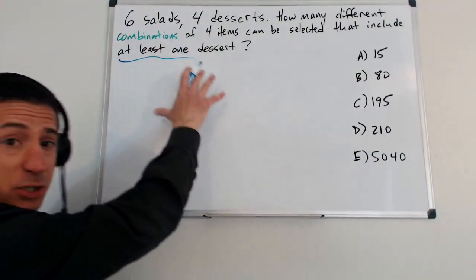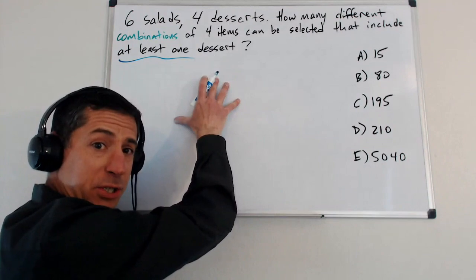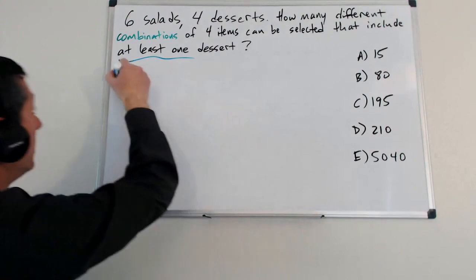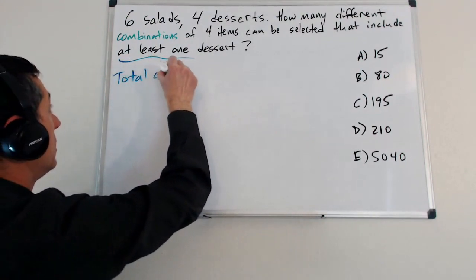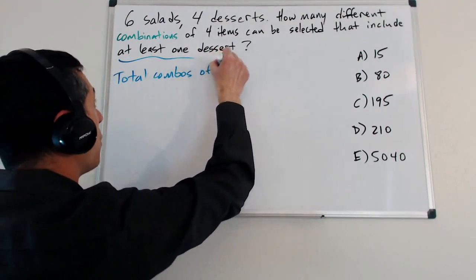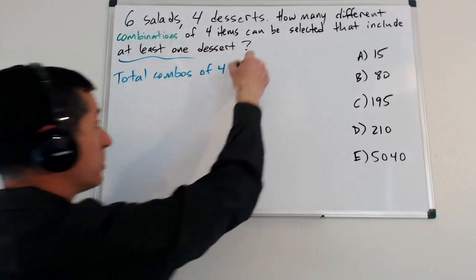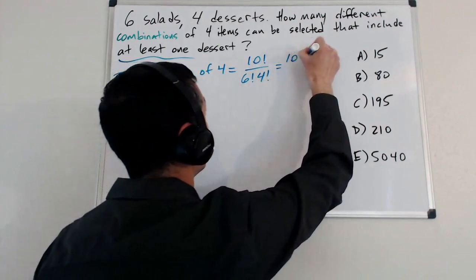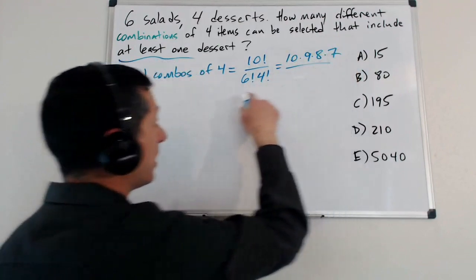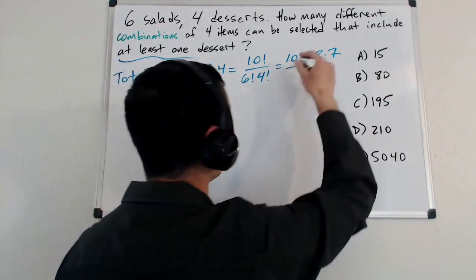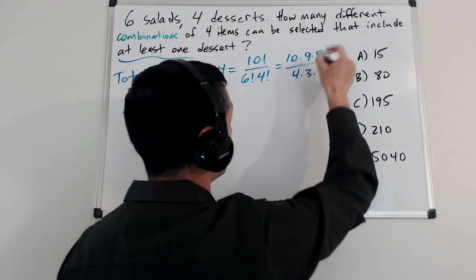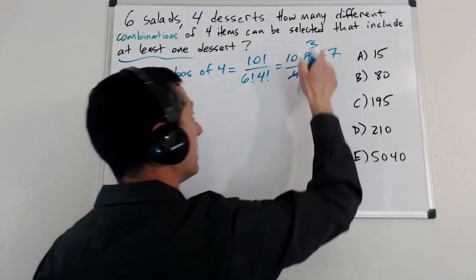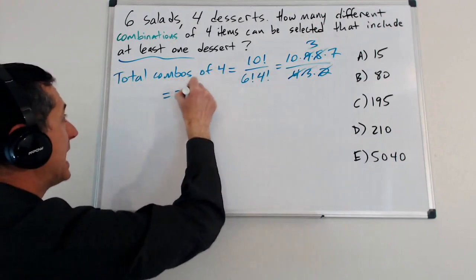Let's start with that initial set. So we've got 10 different things to choose from, and I'm going to start by figuring out how many total combinations of 4 items I can pick. So total combinations of 4, 10 items, I'm going to choose 4 from them. So just like in the last question, and I'll run through the arithmetic pretty quickly here, canceling everything that's 6 and below off the numerator, times 4 times 3 times 2, going to cancel the 4 and the 2 with the 8, 3 and the 9, and I've got 210.